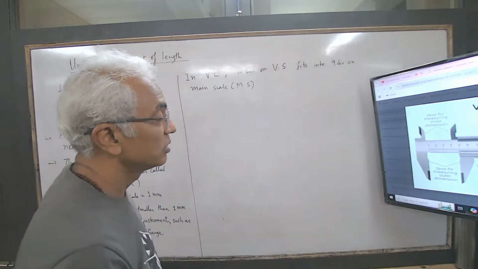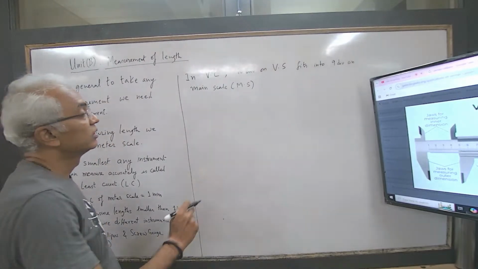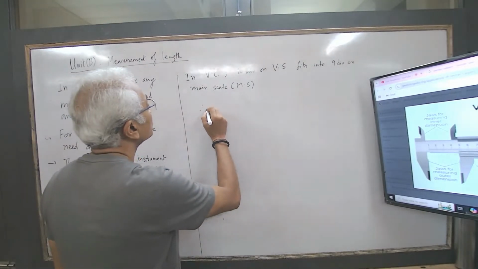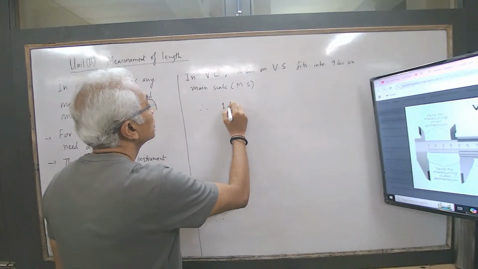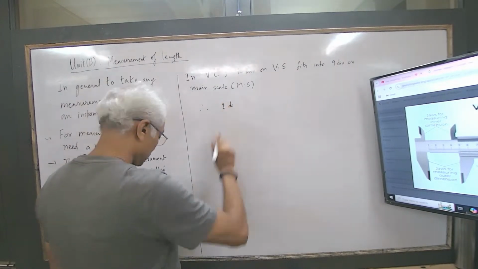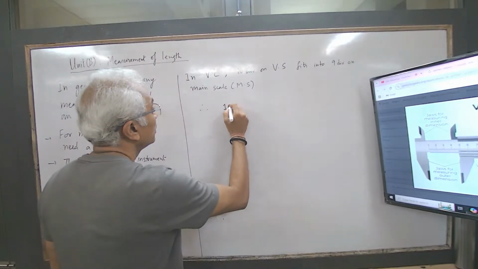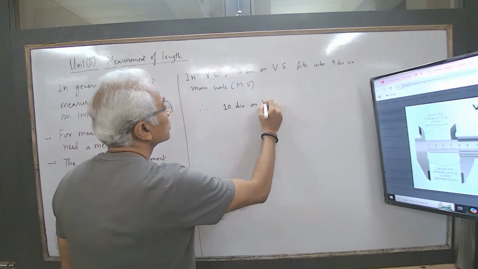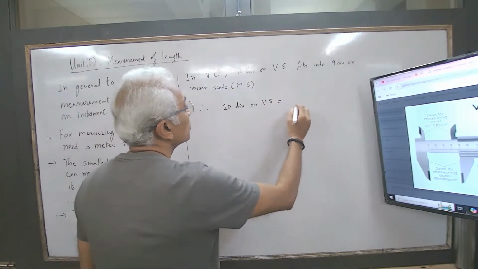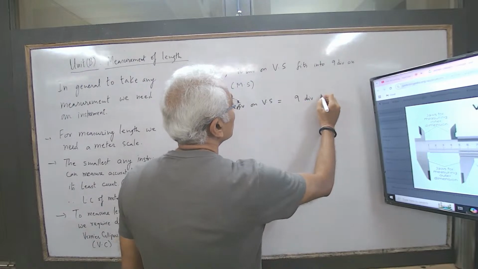So what is the length of one division on the main scale? 1 millimeter, right? Therefore, 10 divisions on the vernier scale is equal to 9 divisions on the main scale.